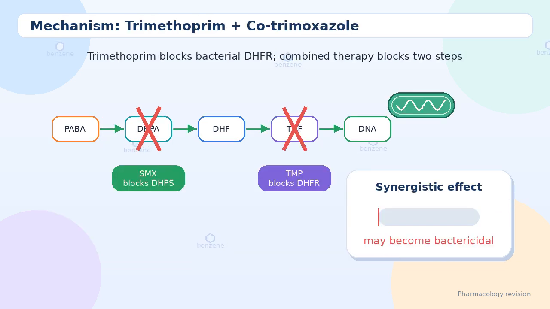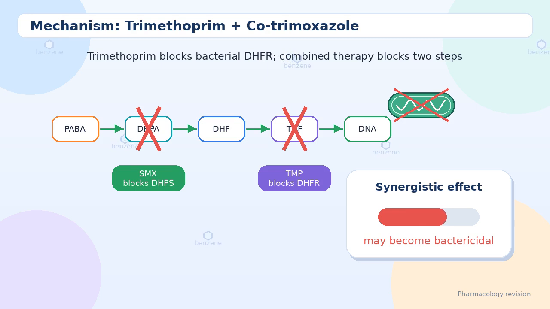Mechanism of action of trimethoprim and co-trimoxazole. Trimethoprim selectively inhibits bacterial dihydrofolate reductase. This enzyme normally converts dihydrofolic acid into tetrahydrofolic acid. By blocking this reduction step, trimethoprim further depletes tetrahydrofolate and decreases synthesis of DNA and other cellular components.